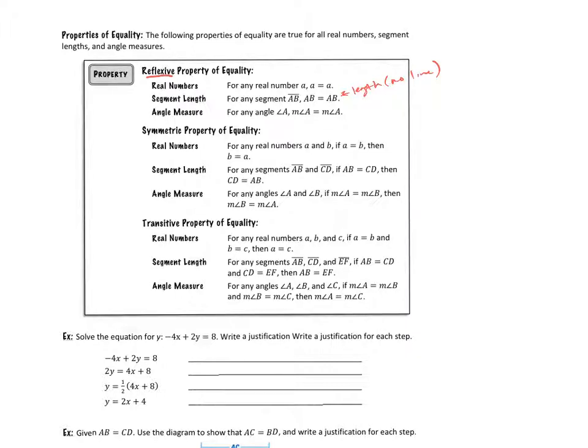You can think of the reflexive properties as a reflection. So they're kind of the identity of A, for example. These things are themselves if they were looking in a mirror.